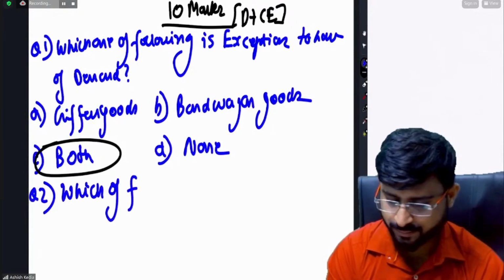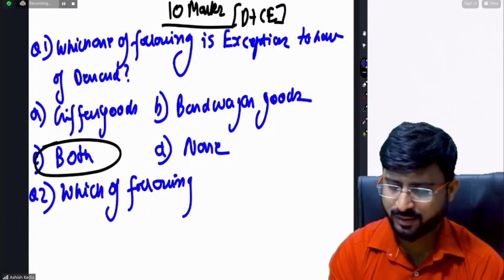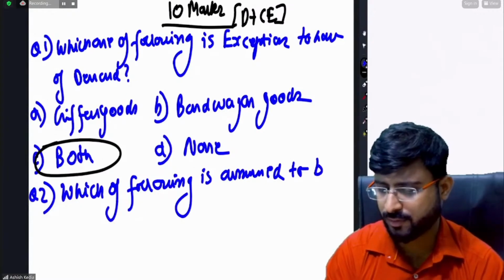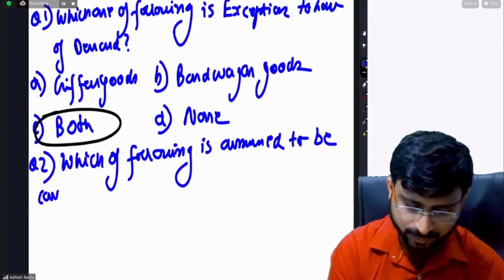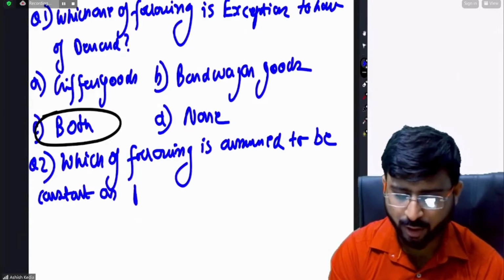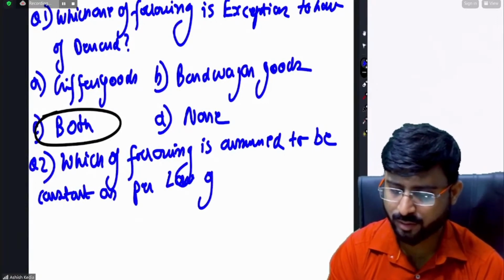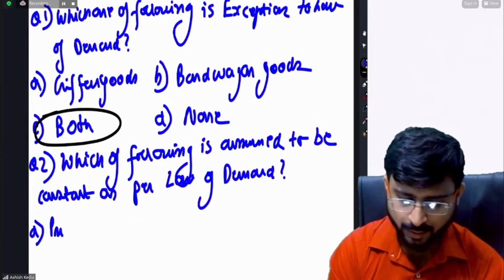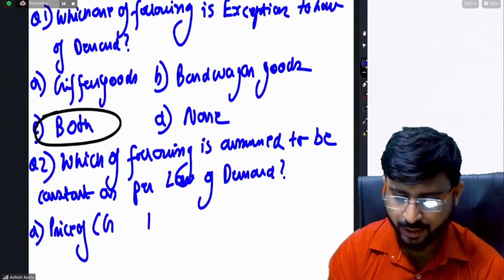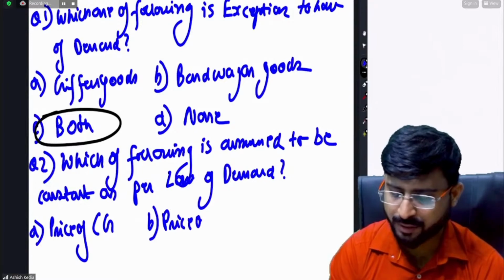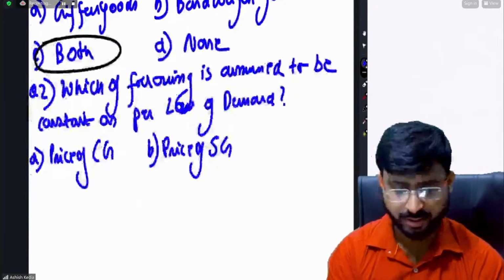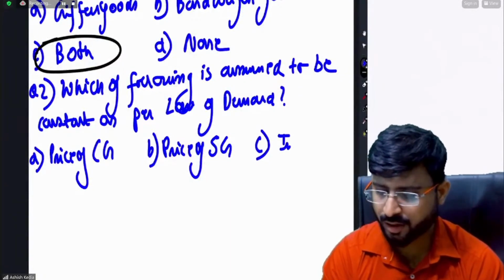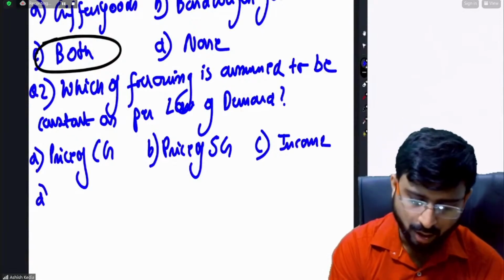Which of the following is assumed to be constant as per the law of demand? A. Price of complementary goods. B. Price of substitute goods. C. Income. D. All the above.